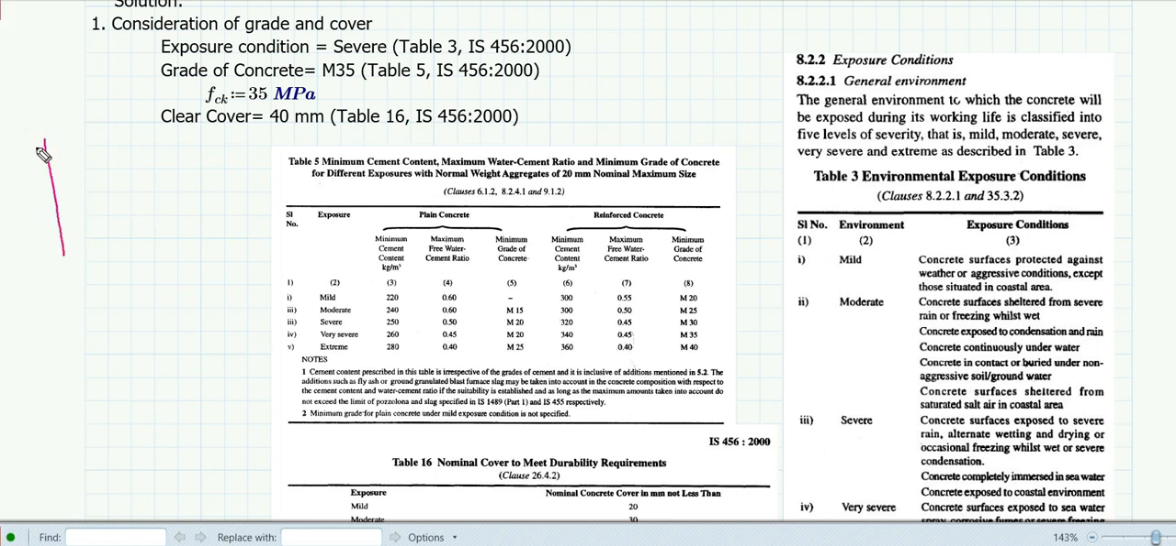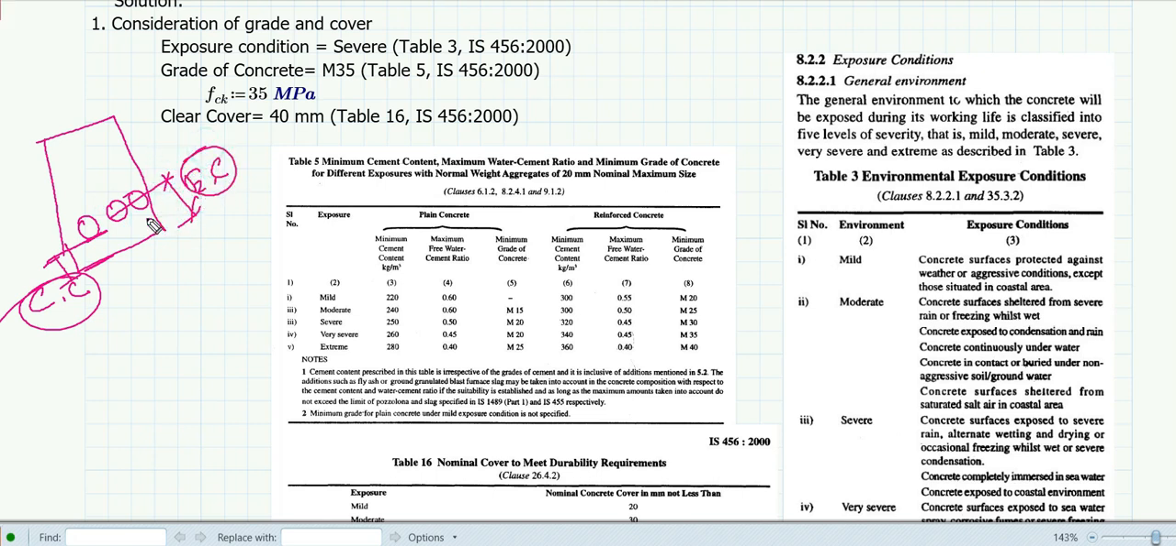If this is the beam and these are the reinforcement, then the distance from the surface of the beam to the soffit, this is clear cover. Okay, this is clear cover. Effective cover will be to the center of the reinforcement. This is effective cover, right?